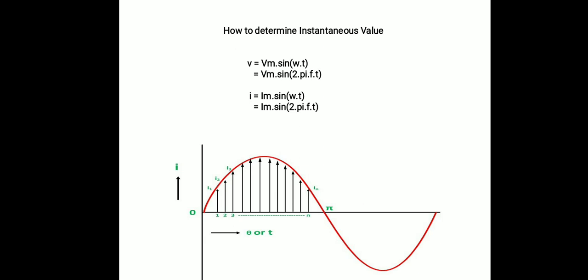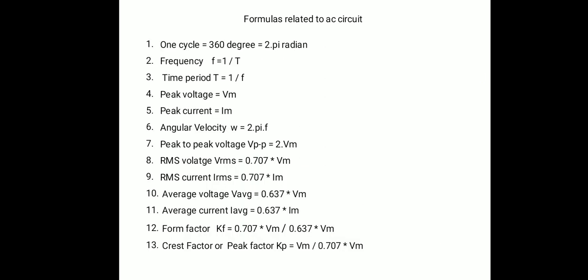There are different formulas, some standard formulas with which we can determine the instantaneous value. These formulas are V is equal to Vm sine of omega t. Omega is nothing but 2 pi f. So V is equal to Vm sine of 2 pi f t. I is equal to Im sine of omega t. I is equal to Im sine of 2 pi f t. Formulas related to the AC circuit.